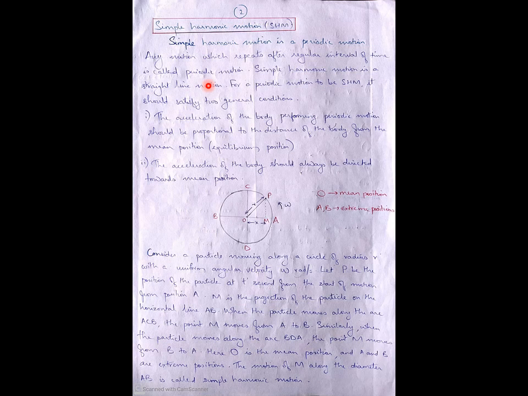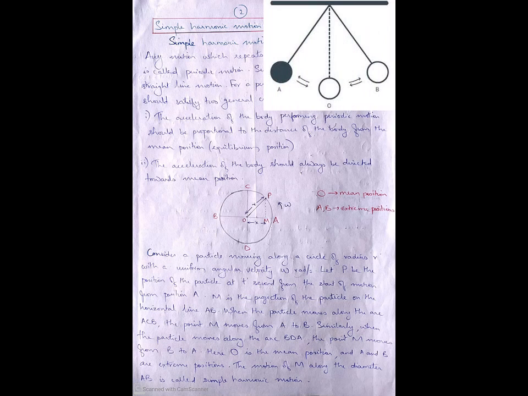Before that, all the periodic motions will not be simple harmonic motion. There are two conditions which should be satisfied if it is to be a simple harmonic motion. Let us see what are the two conditions. First one is the acceleration of the body performing periodic motion should be proportional to the distance of the body from the mean position. The second one is the acceleration of the body should always be directed towards the mean position. So consider a simple pendulum.